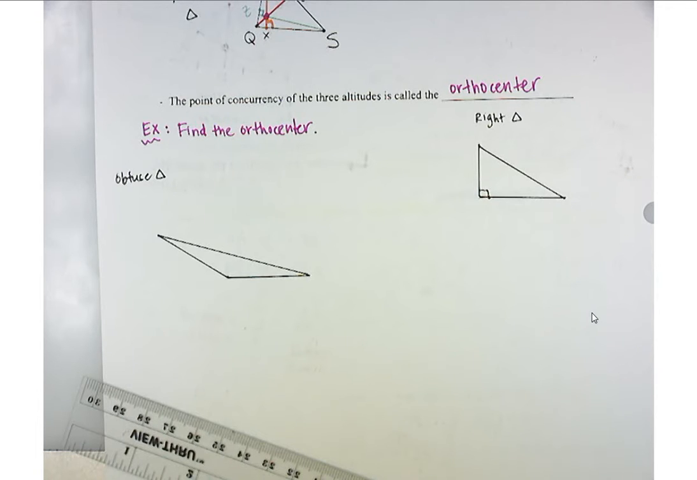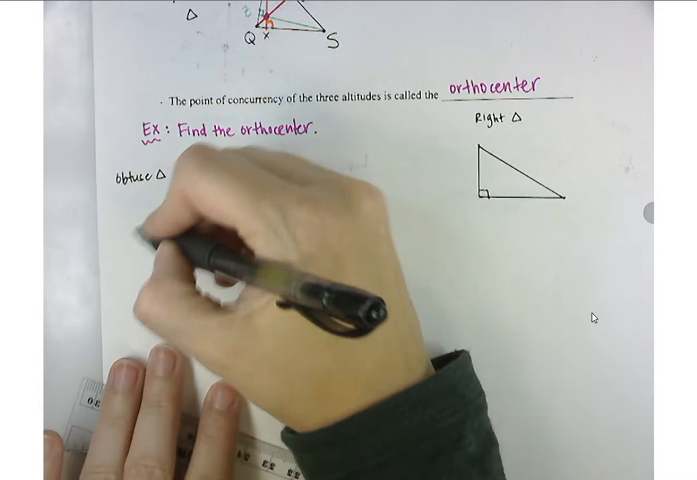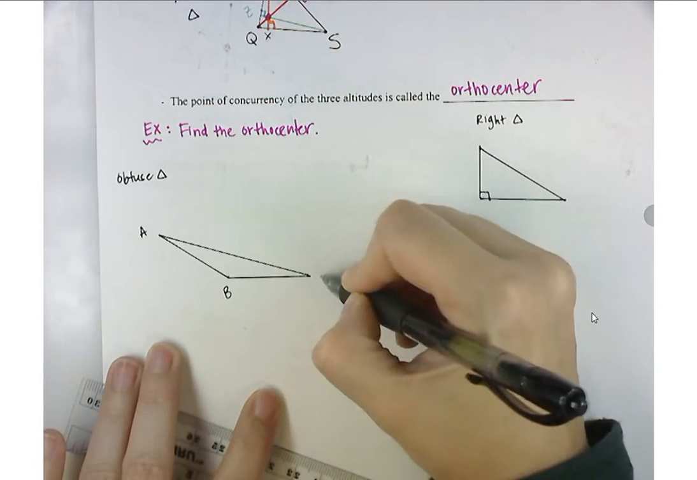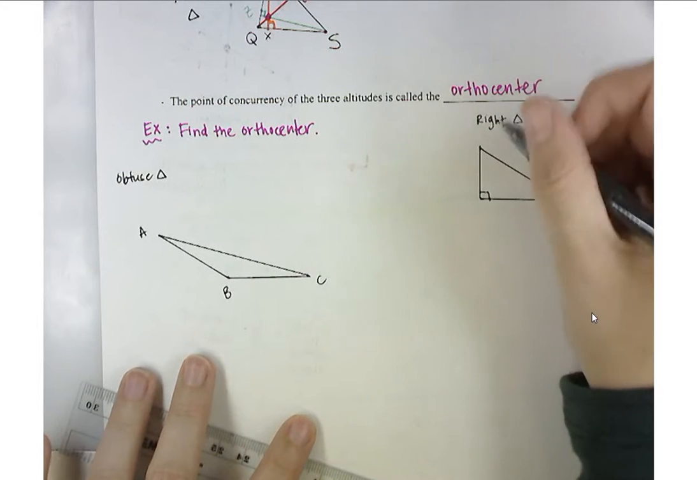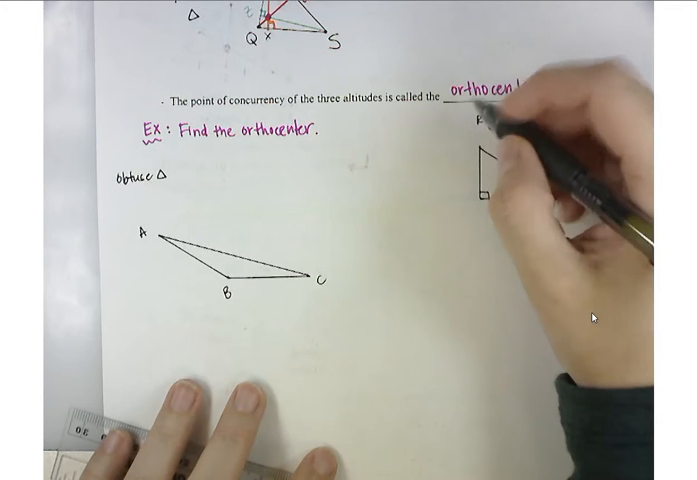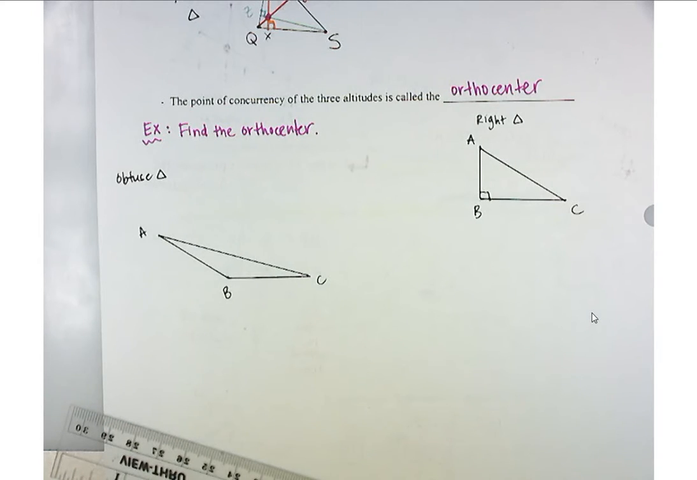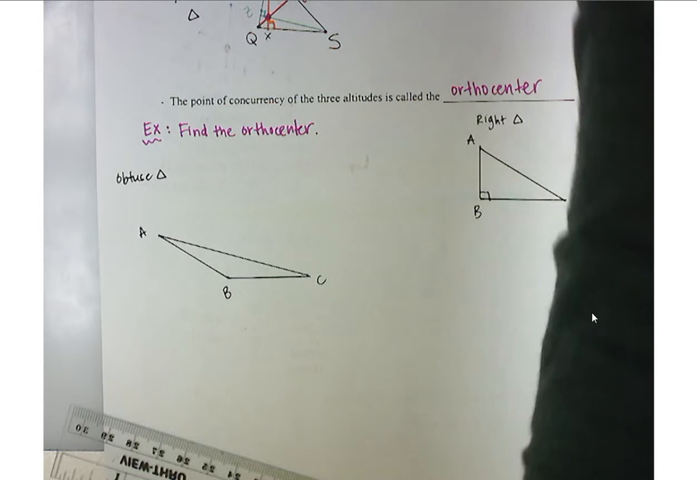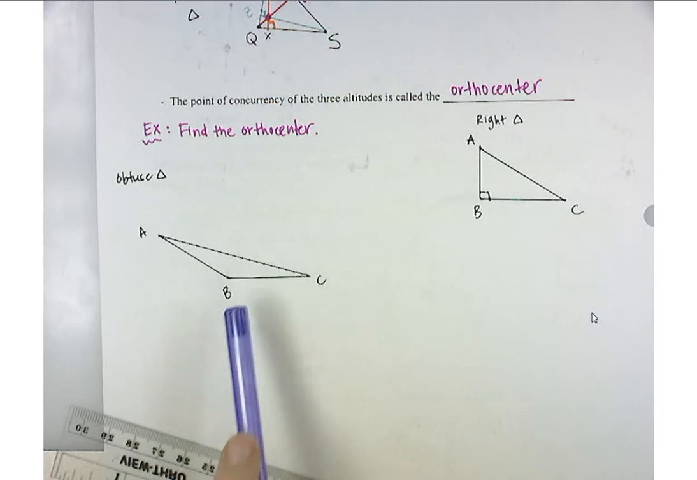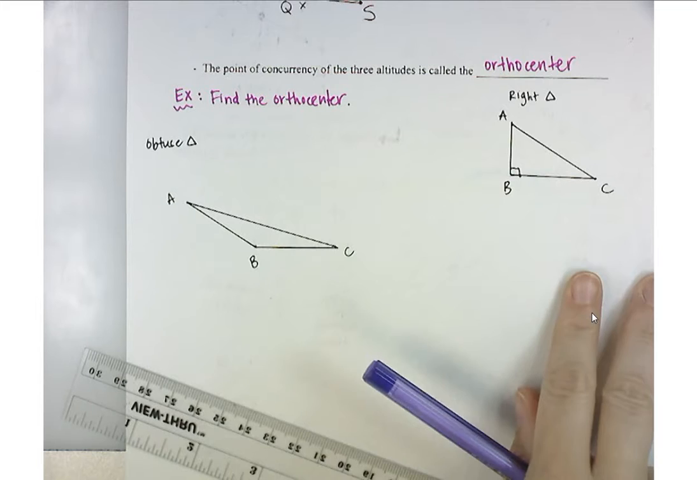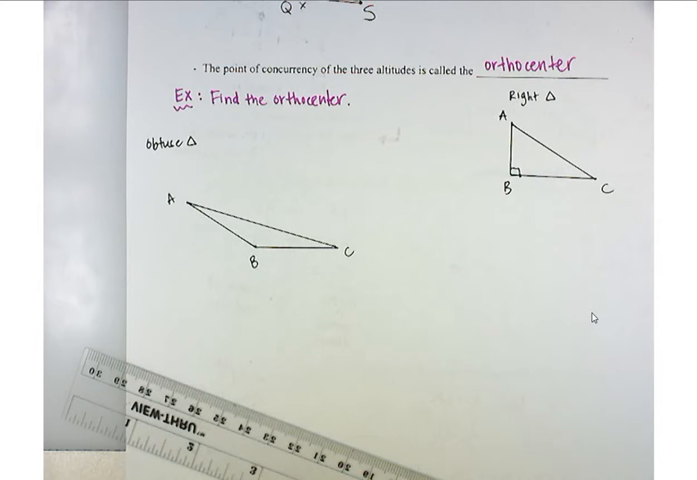So in order to find the orthocenter, we're going to find the altitude of each side. Let's go ahead and label these. So this will be A, B, C, and for this one, we'll do A, B, C again. Okay, so what is probably going to be the simplest altitude to draw? The one with B. So let's go ahead and try to do that one first.